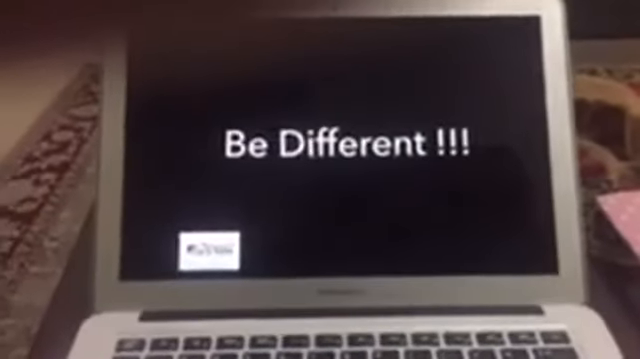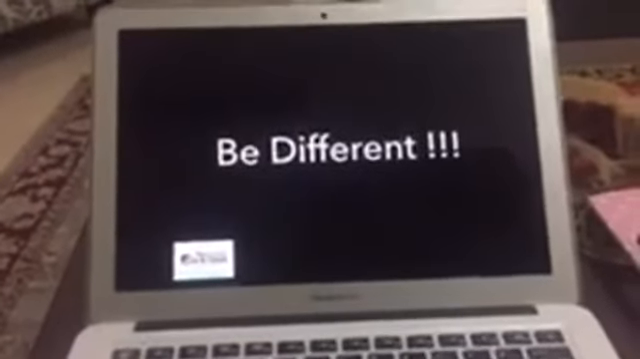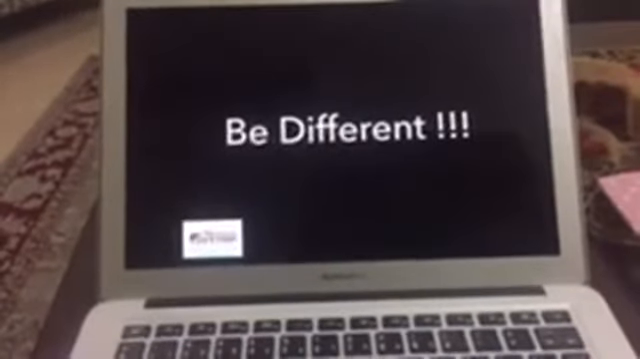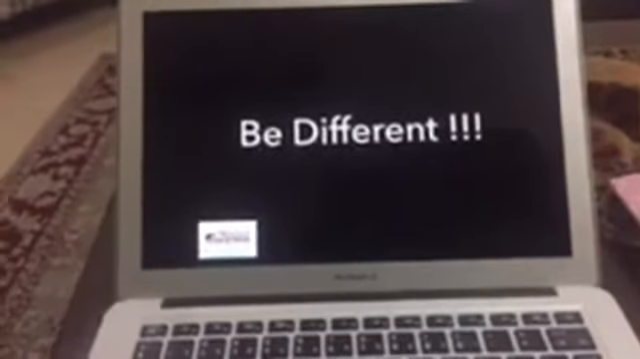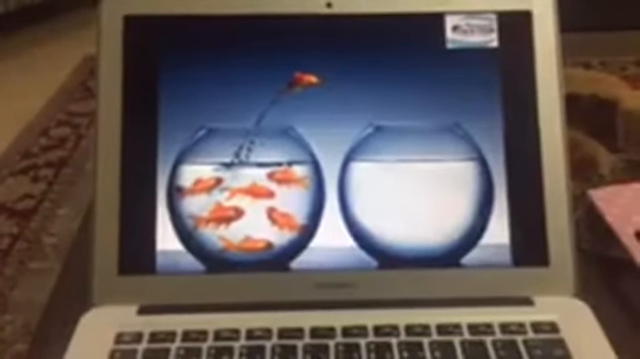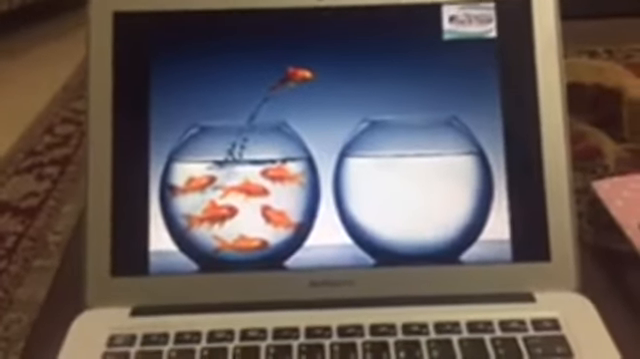This lecture aims at being different. This is a very important issue. You have to be different. This is very important. If you are different, you'll be like this fighter foot. It transfers from level to level.